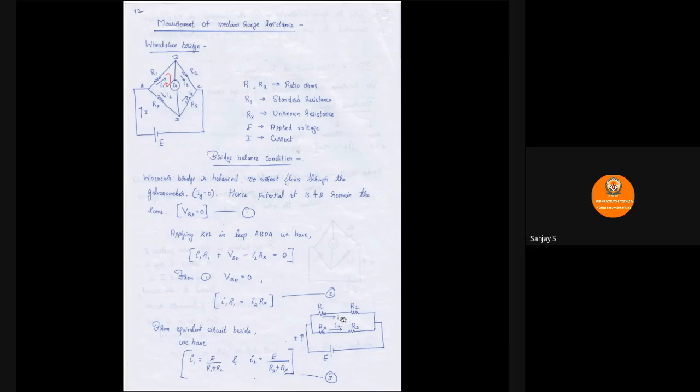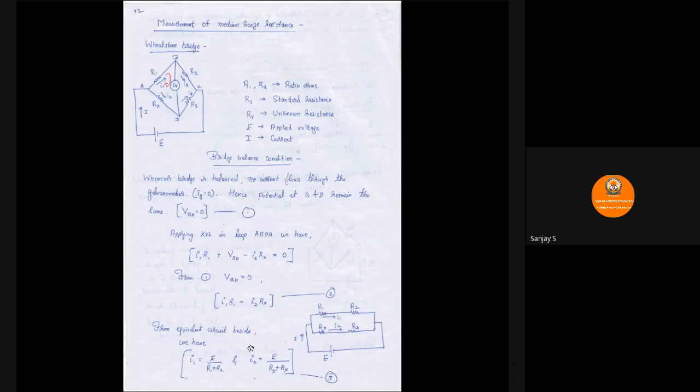Since the galvanometer is not present, Ig is 0, I1 is the same as I3, so you can write it as I1 itself. I2 is the same as I4, we can write it as I2 itself. So from this, let us write down the expression for I1 and I2 from this circuit. I1 is equal to E divided by R1 plus R2. See, both the branches are connected in parallel, so the voltage is the same. So I1 is equal to E by R1 plus R2, and I2 is equal to E divided by R3 plus Rx. So this is equation number 3.